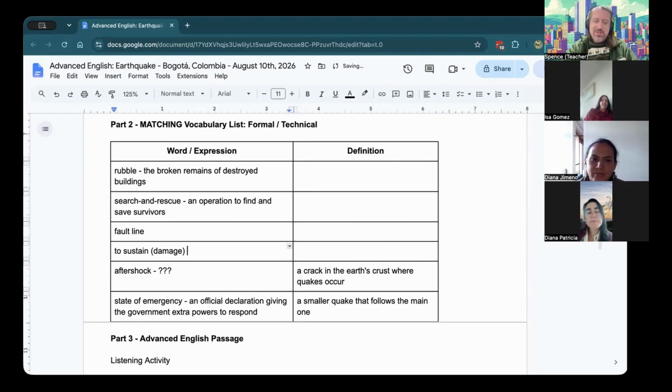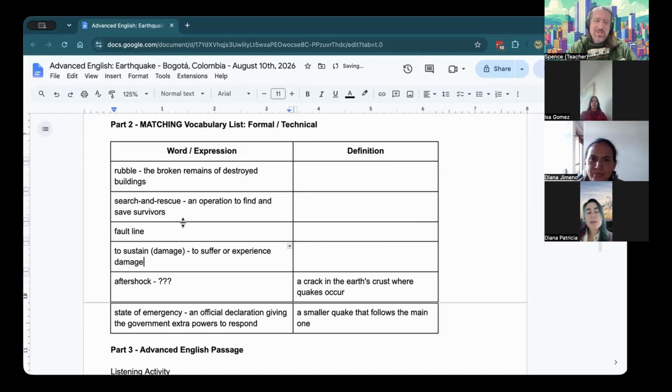So in the original activity, it showed you if it was a verb or a noun. I thought that was too easy, so I took away the clues. But yeah, to sustain, verb, to suffer, kind of the same. Okay. And then we go to Diana Patricia.